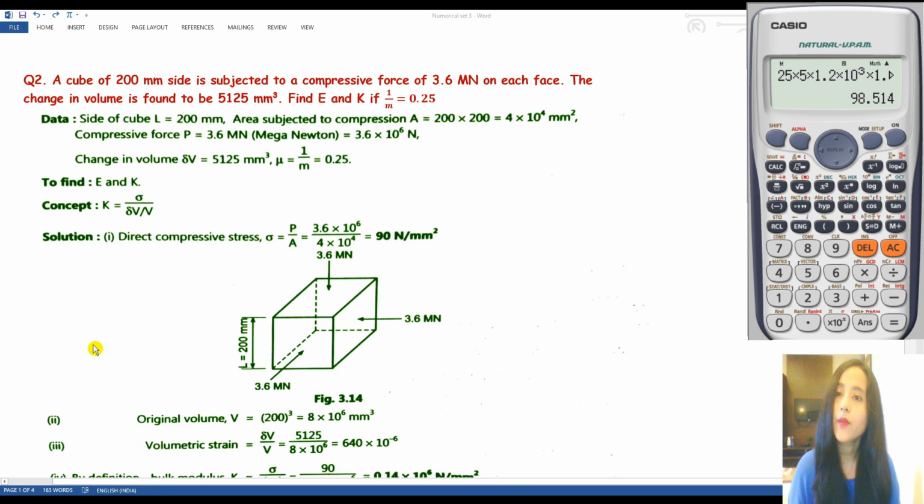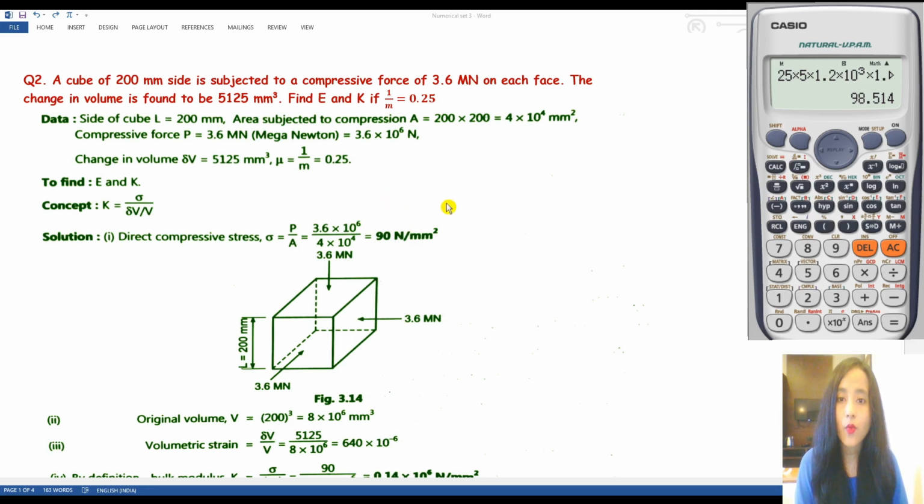In the second numerical, a cube of 200 mm side is subjected to a compressive force of 3.6 meganewton on each face. The change in volume is found to be 5125 mm cube. Find E and K if 1 by m is equal to 0.25. So what is given here? A cube is given, and the side of the cube is given, so one side is equal to 200 mm. Okay, and it is subjected to a compressive force of 3.6 meganewton. It says compressive, so how will it act? It will act inside the material. So here, as you can see, from the x-axis 3.6 meganewton is acting inside this box.